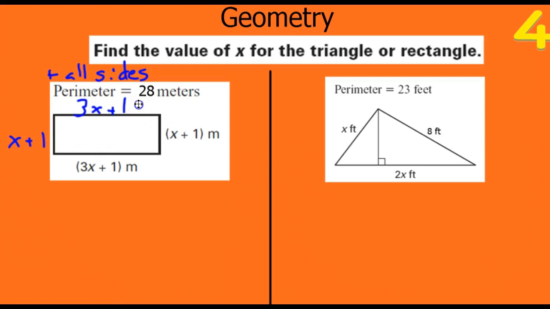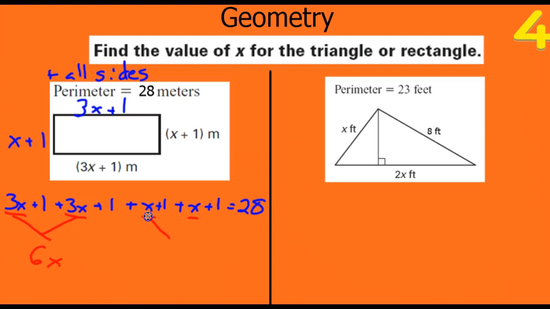Now I could add them all together. So it would look like 3x plus 1 plus 3x plus 1 plus x plus 1 plus x plus 1 equals 28. We can do this. So first of all, we got to see how many x's we have. We have 3 here, 1 here, and 1 here. So 3 plus 3 gives us 6x. 1 plus 1 gives us 2x.